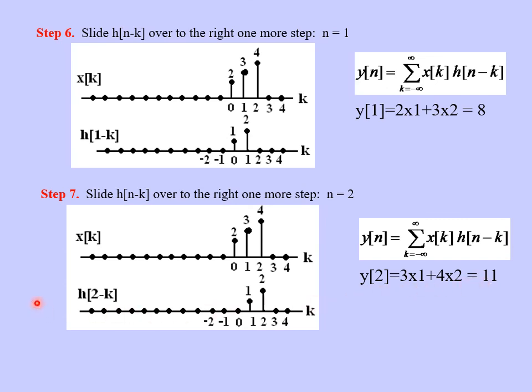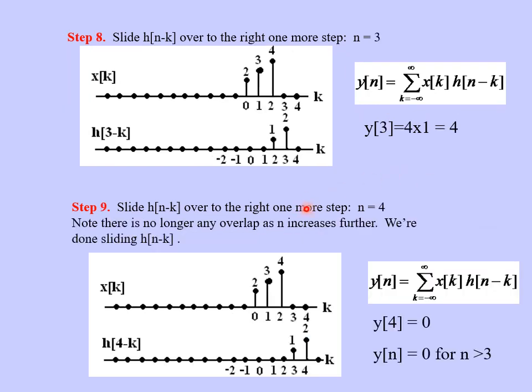So notice what we're doing with our h of n minus k. We're just slipping and sliding it to the right, one at a time. And we just look at the product of how these two functions overlap, multiply them together, and add the results. So there's one more. When n is equal to 3, we move h of n minus k over to the right one more, and now the only overlap is 4 times 1, which is 4. Notice everything else only overlaps with 0, so there's no product there.